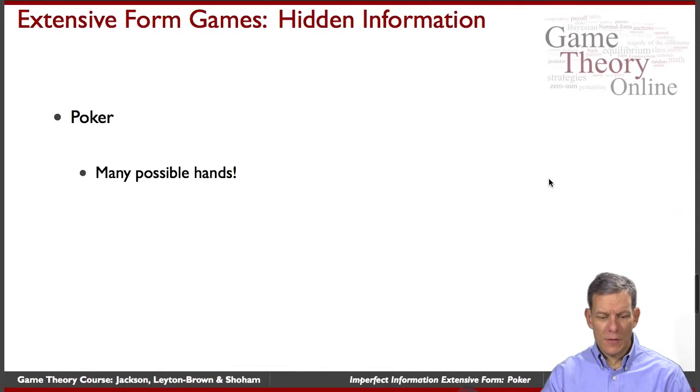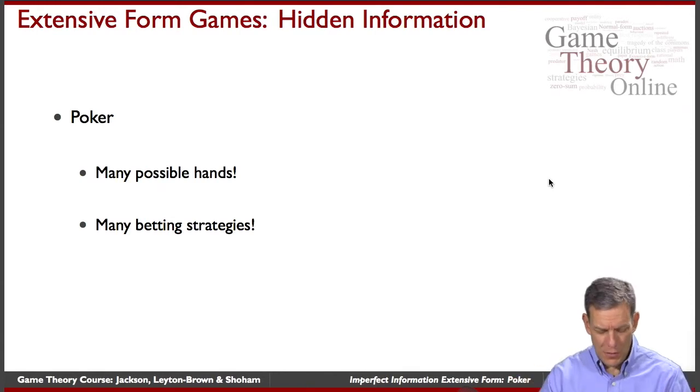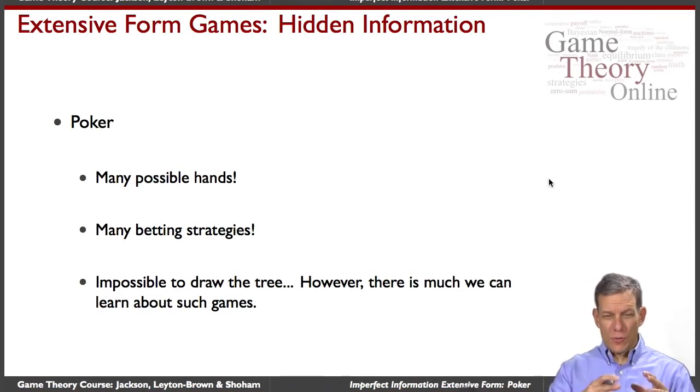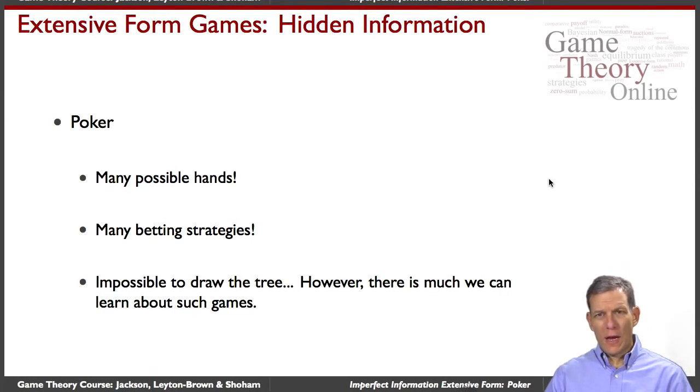So when we think about these kinds of games, there are many possible hands. That's going to make poker a fairly complicated game to keep track of. There are many betting strategies, which means that the overall tree that we're going to have to work with is going to be quite complicated. So it's almost impossible to draw the tree in the sense of just drawing it out on the screen. But there's nonetheless a lot that we can learn about analyzing such games and analyzing the types of strategies that they have. How do we represent extensive form games with incomplete information? How might we reason about these things?